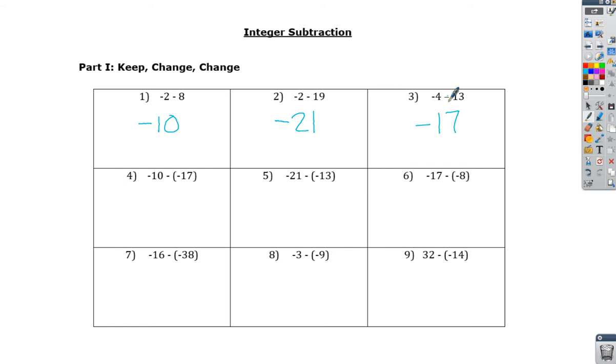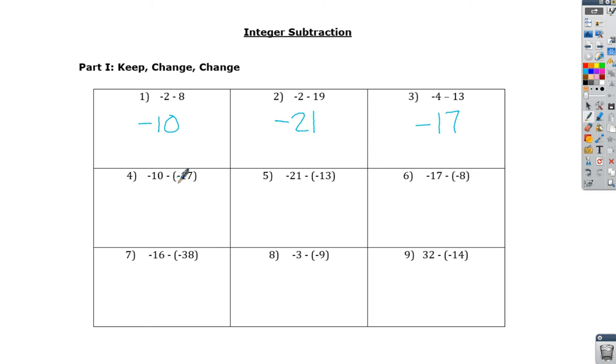So we had negative 4 minus 13. We're getting even more negative. 4 plus 13 is 17, and it's negative 17. Now here's our keep, change, change. These ones are like the ones we did in class.